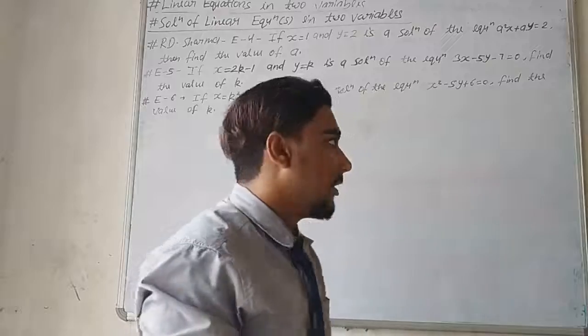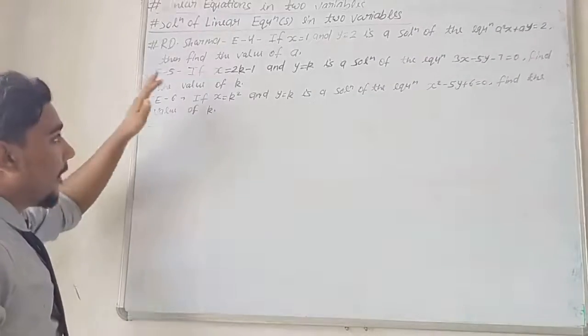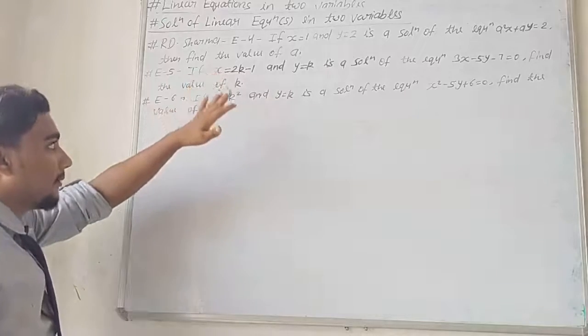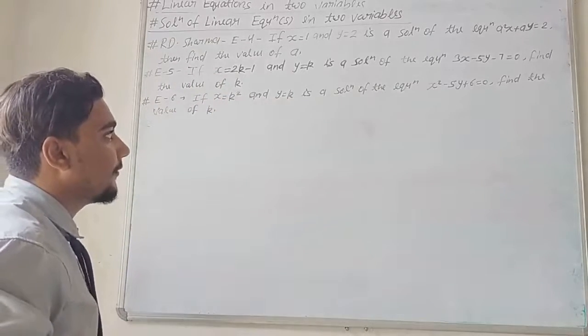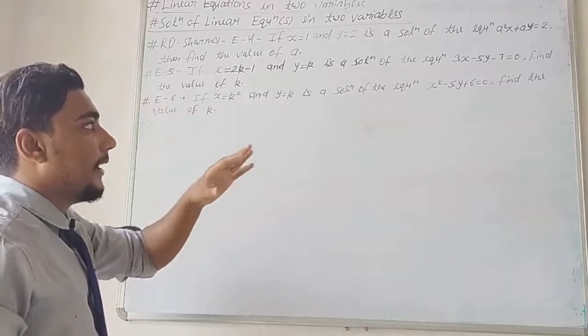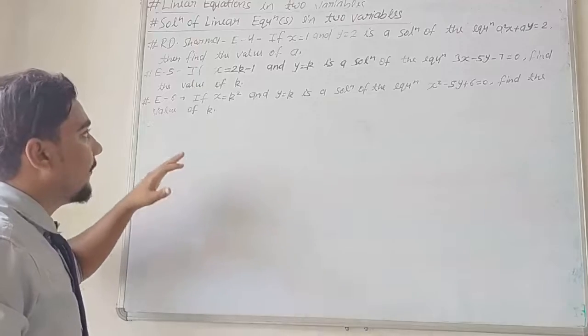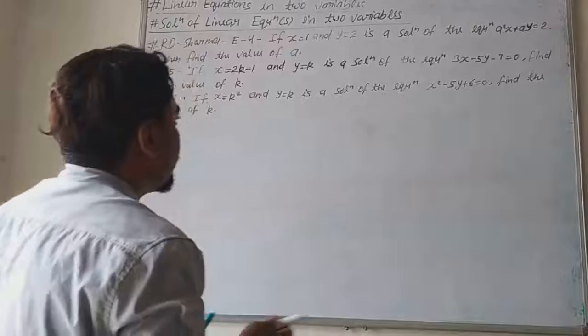So let's start. Here I have written three examples from the RD Sharma book. Example number 4. If x equal to 1 and y equal to 2 is a solution of the equation a square x plus ay equal to 2, find the value of a. Okay, now I solve.